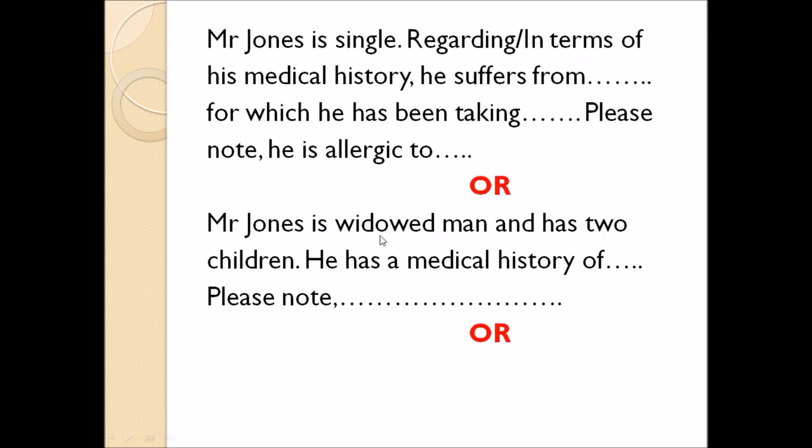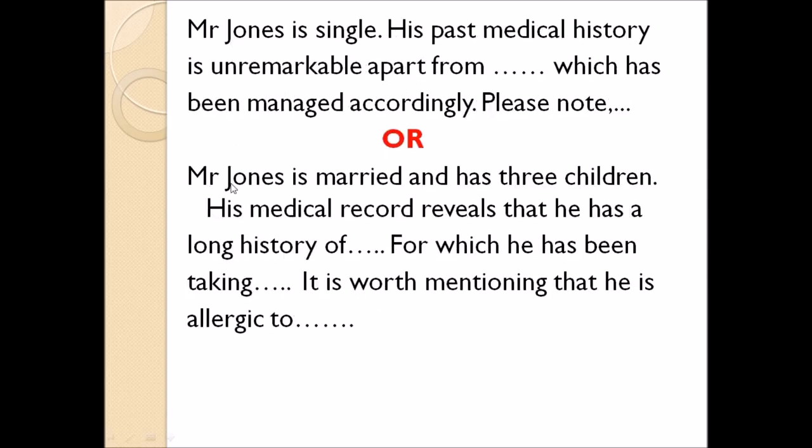You can also write in this way: Mr. Jones is a widowed man and has 2 children. He has a medical history of dash, and please note he is allergic to dash. So keeping in mind the diagnosis given in the case notes, you can write this paragraph accordingly. You can also write it this way: Mr. Jones is married and has 3 children. His medical history revealed that he has a long history of dash, diabetes mellitus or hypertension or any other disease, for which he has been taking dash medication.